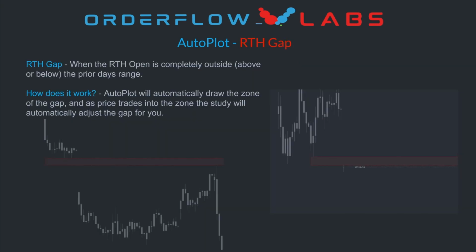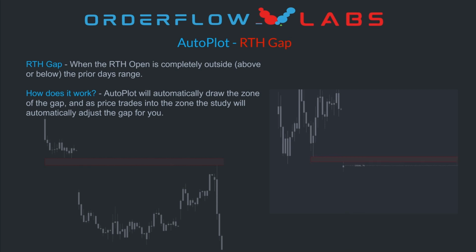So the next is the RTH gap. This is very simple in concept, but just for clarification, this is when the RTH open is completely outside of, either above or below, yesterday's range. So we're looking at a complete gap in trading, not comparing cash close to the open, but the full trading range of the prior day.